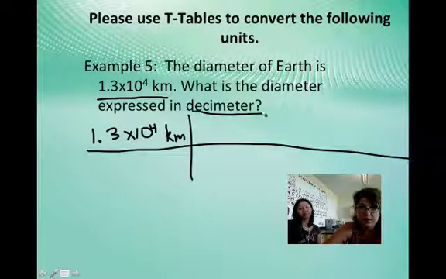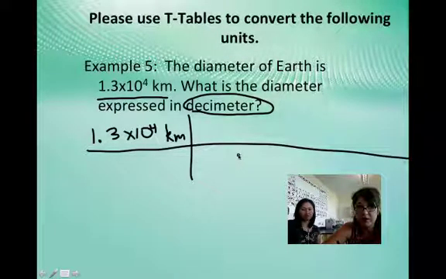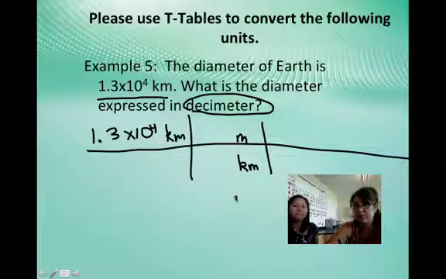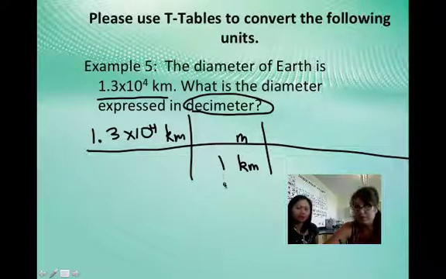And here's our target. I'm not going to stop until I get to my target. Kilometers has to go across, and we're going to go home. So for kilometers, meter would be home. Which one's bigger? Kilometers. Of course. Put the 1 in front of the bigger unit. And then it was 3 steps. 10 to the third.